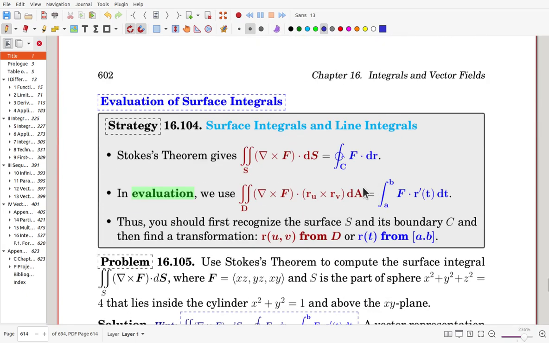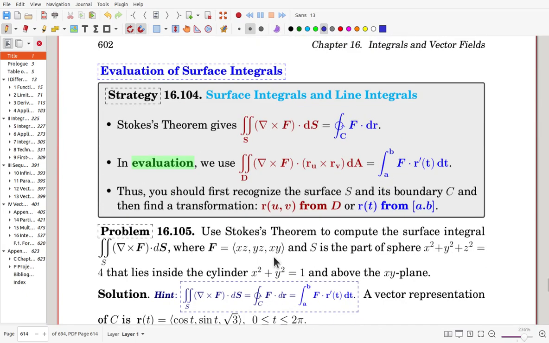Here, we'll see one strategy. Surface integral and line integral can be obtained in this way. Through the Stokes theorem, we know the surface integral of the curl of a vector field is the same as the line integral over the closed curve, the boundary of the surface. It is known from Stokes theorem.